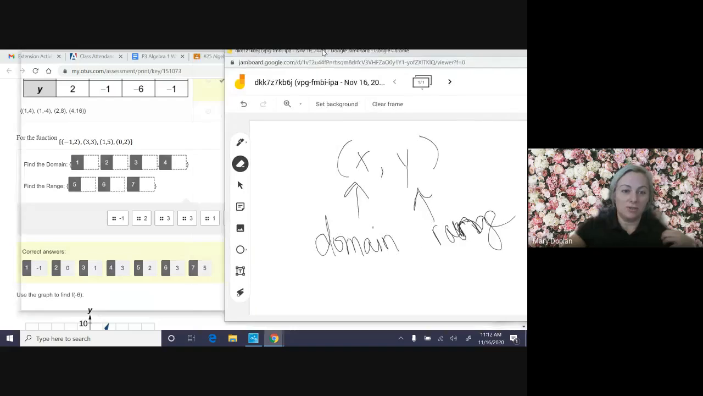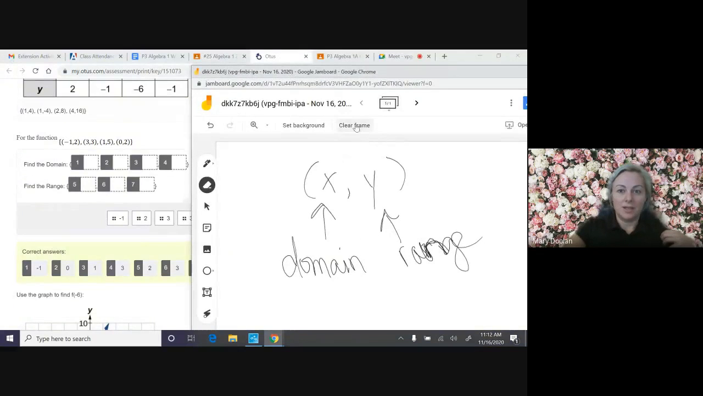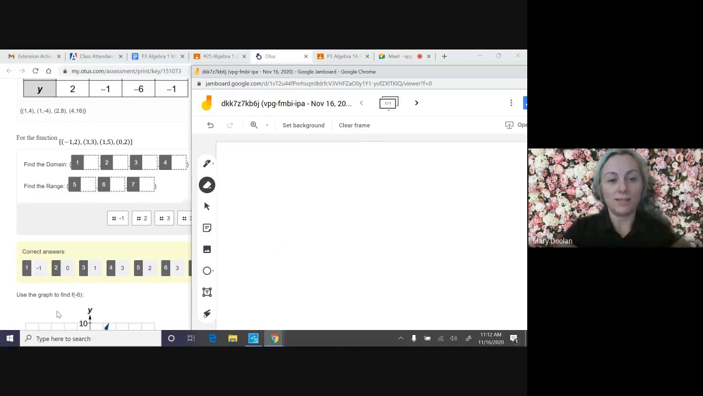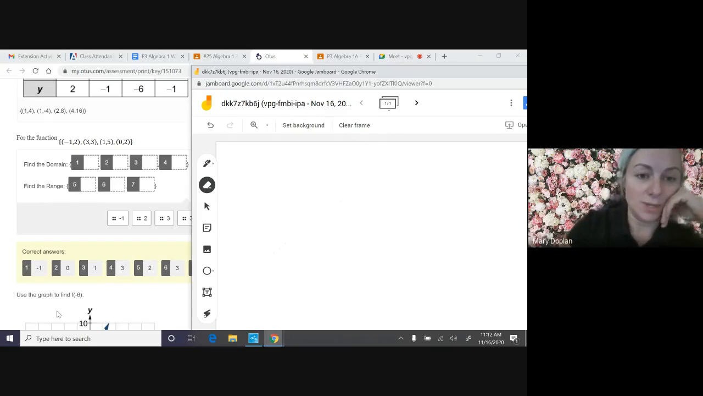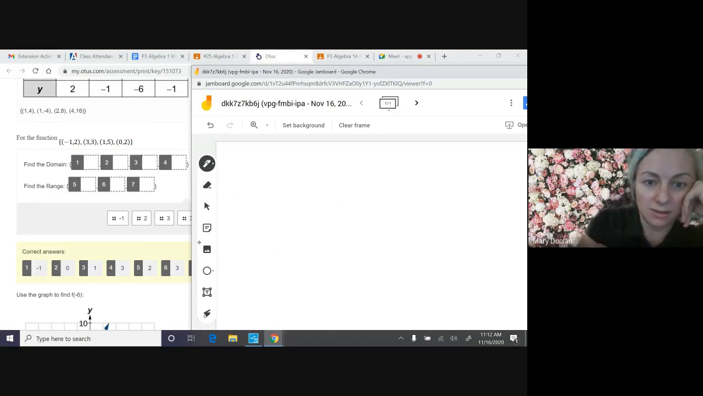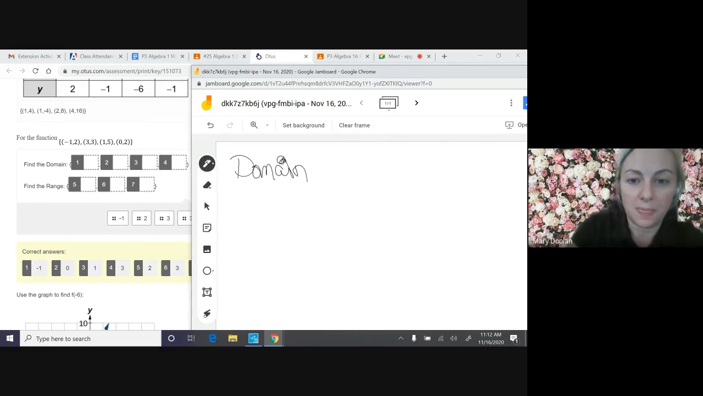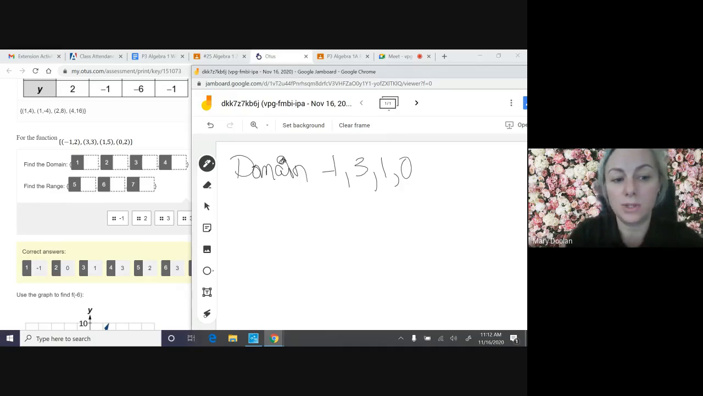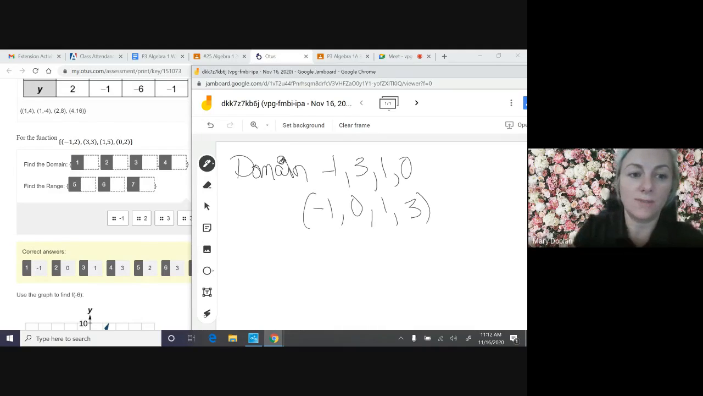And I know it's a little bit difficult to process that because you're not clicking and dragging in this image, but I do want to show you what that would look like. If I was to write out the domain, we have -1, 3, 1, and 0. Typically what you would do is put them in order from least to greatest. So I would rewrite this as -1, 0, 1, 3. And that's what they show you here, -1, 0, 1, and 3. So my domain is those values.